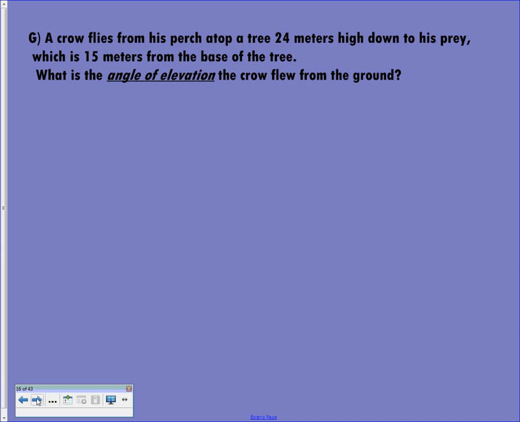And one more, example G, a crow flies from his perch atop a tree 24 meters high down to his prey. Hope you're getting really good at drawing your triangles. So here's my crow, and I'm just going to label my prey down here. Okay, so the tree is 24 meters high, and the prey is 15 from the base of the tree. So that's going to give me my 15 right here. This time it says the angle of elevation the crow would fly from the ground. So here's my ground. The angle of elevation is the one that comes up. So the angle of elevation is that one in the bottom right corner.